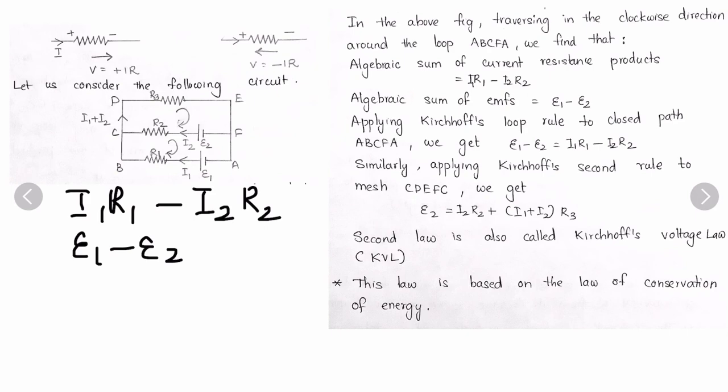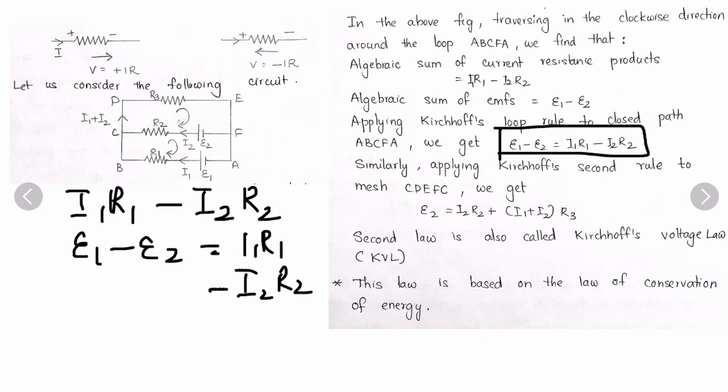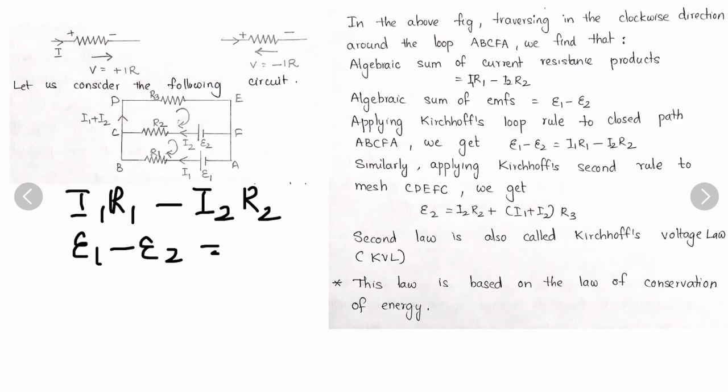Now this E1 minus E2 is equal to I1 R1 minus I2 R2. E1 minus E2 is equal to I1 R1 minus I2 R2. This I have shown here. With this, the loop ABCFA is over. Let's further discuss the next one.